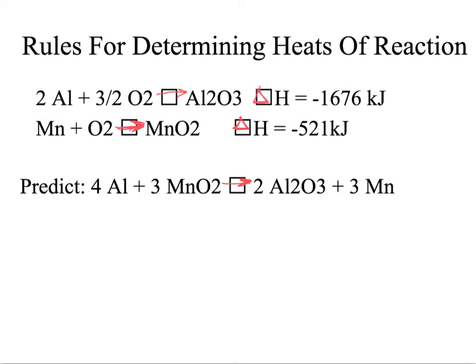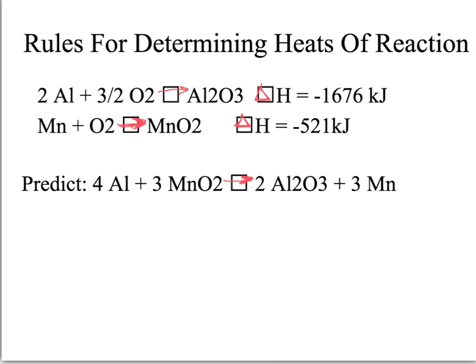Before we make this a little hard, just to review, I'd like you to pause the video at this point and try to use the equations that you're given here to find the change in energy for the equation that we're given here. So take a minute, give it a shot. Remember, you can flip it or multiply it. If you flip it, the signs change. And if you multiply it, you multiply the energy by the same factor.